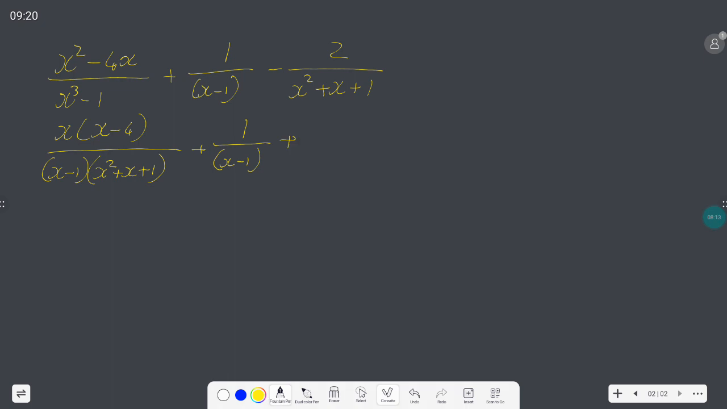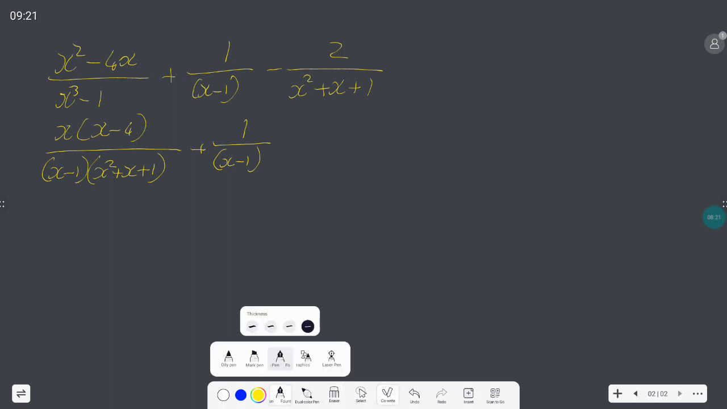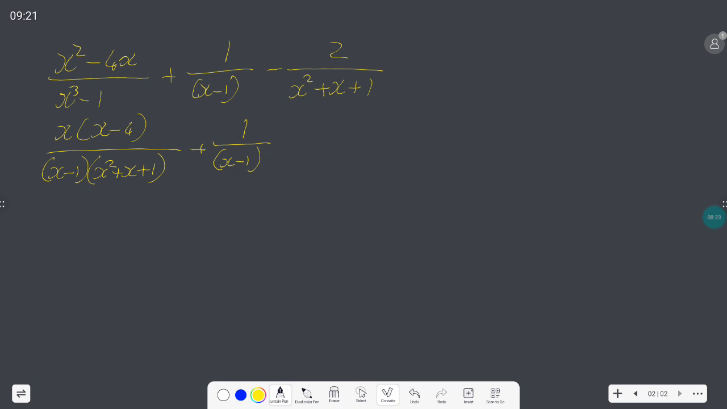Plus, can this one factorize? Minus, sorry. Can this one factorize? No, not. So I have 2 over x squared plus x plus 1. Let's put it in a bracket to know that it's factorized. I cannot take it further.